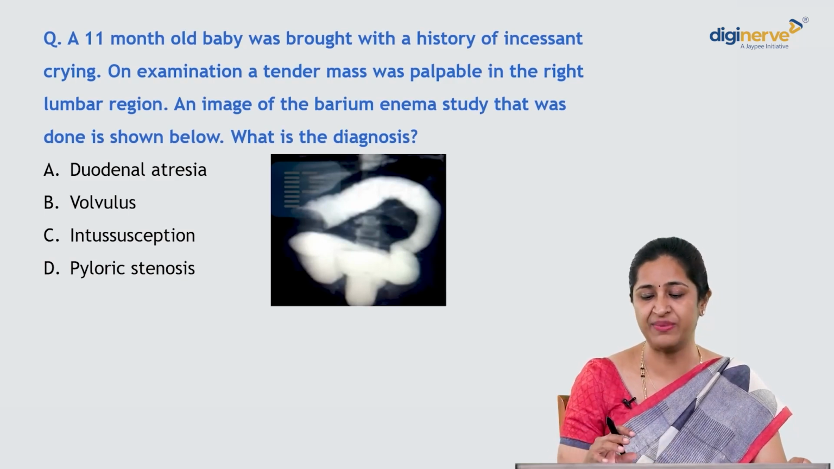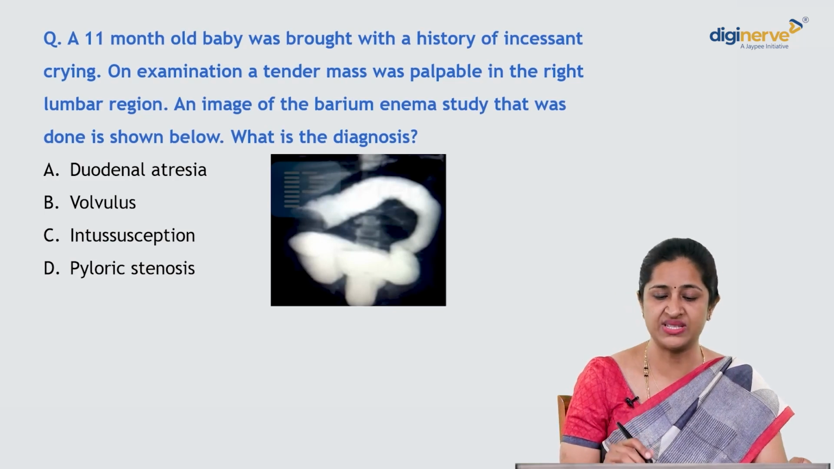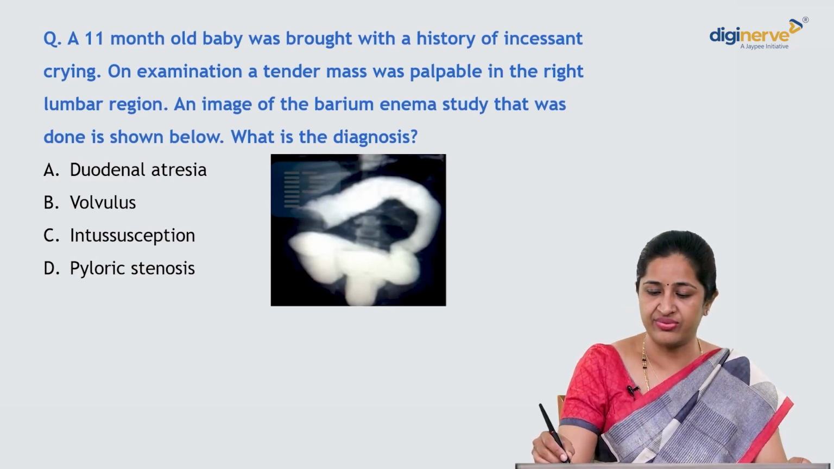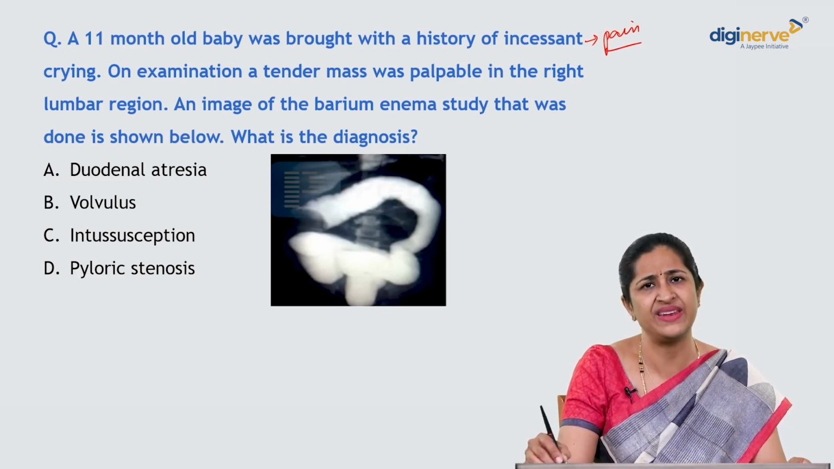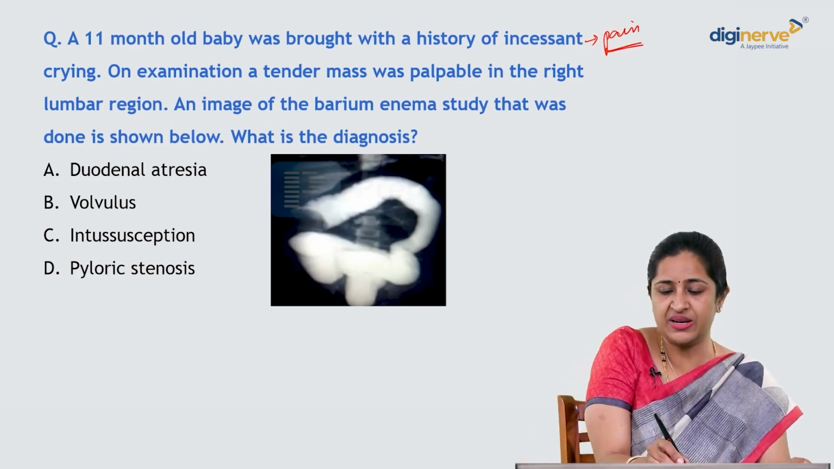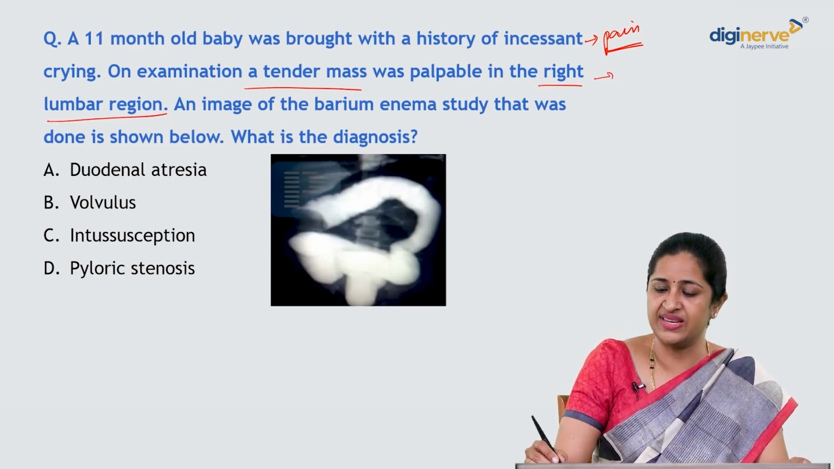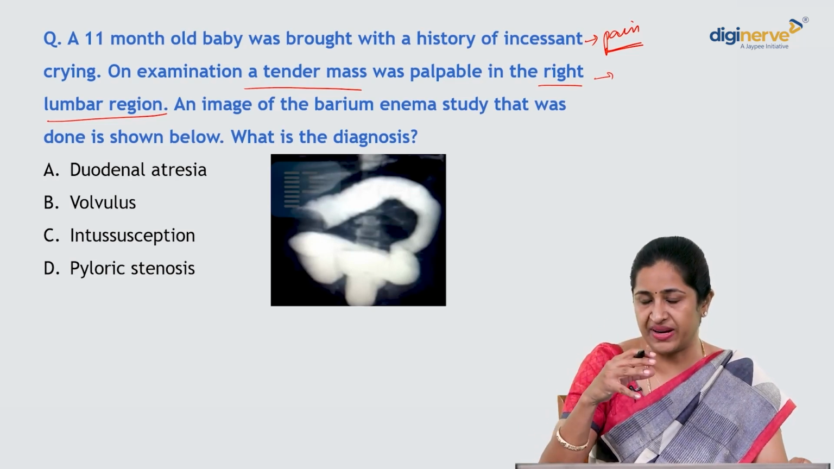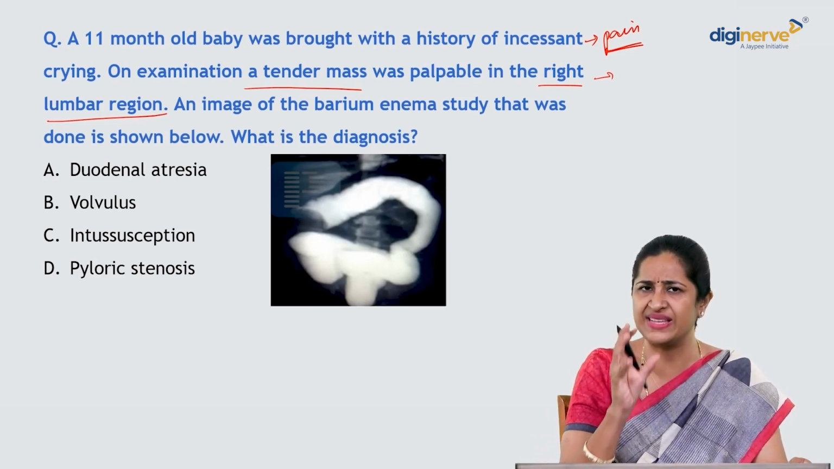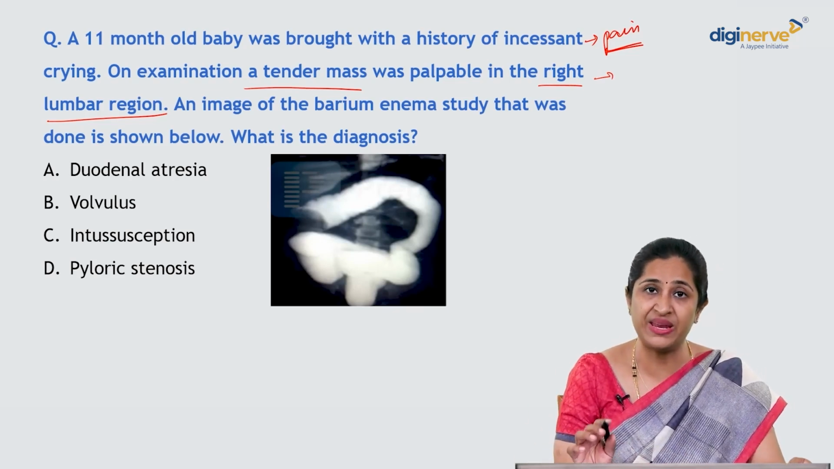An image of a barium enema study is given. What is the diagnosis? You have excessive cry, which means there is some amount of severe pain in the baby. A tender mass is palpable in the right lumbar region, which means there is some swelling there, for which they have done a barium enema.